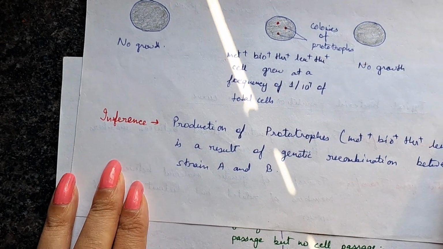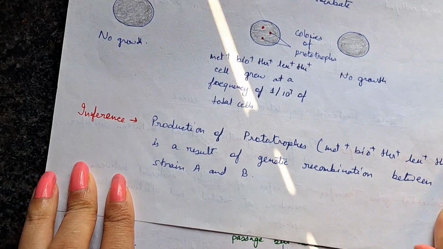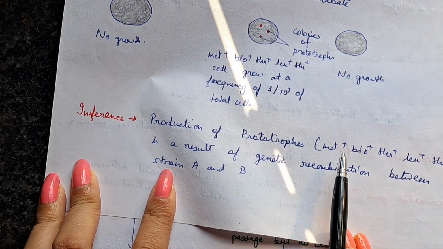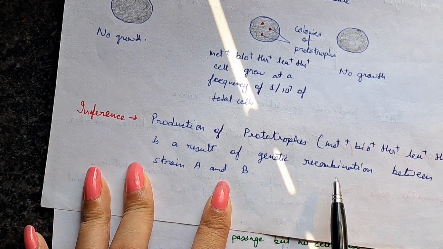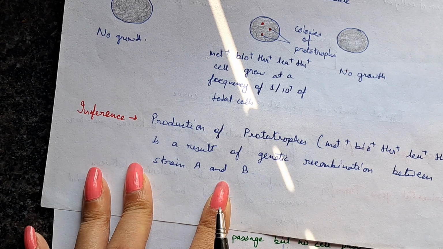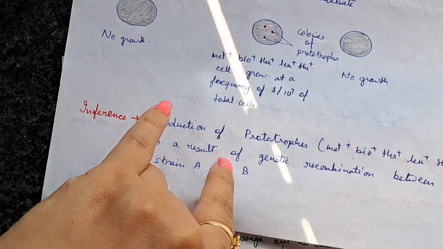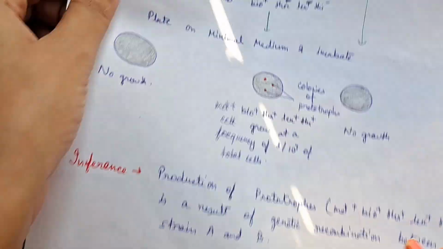So what is the inference that we get out of this? The inference is that the production of prototrophs is a result of genetic recombination between strain A and strain B. Now let's see how this recombination actually takes place.